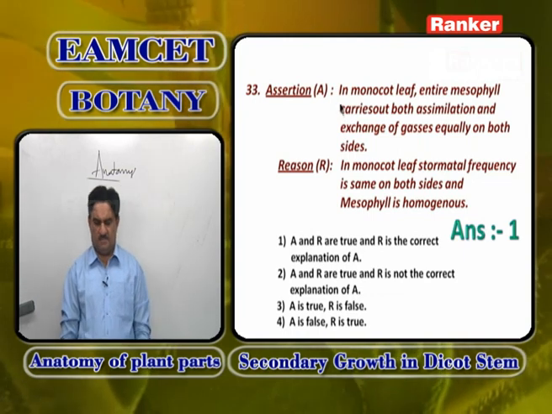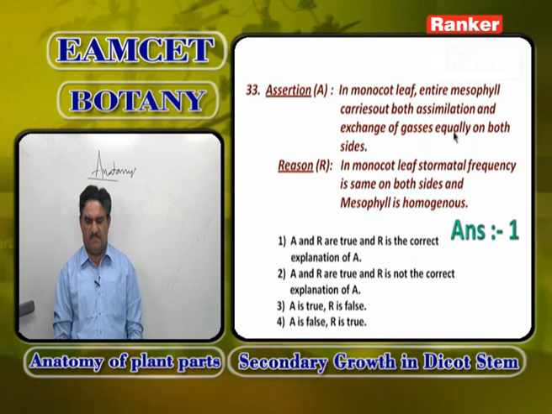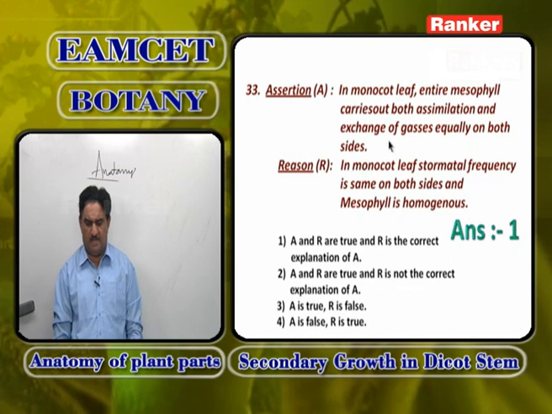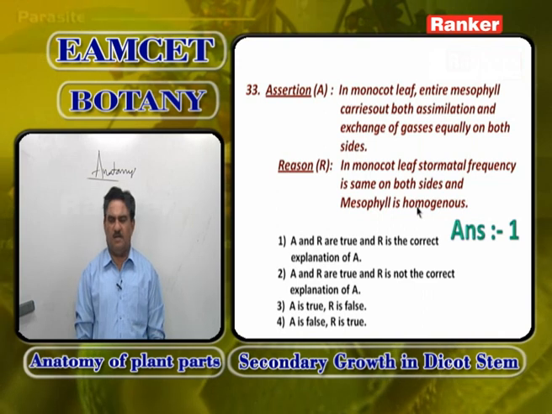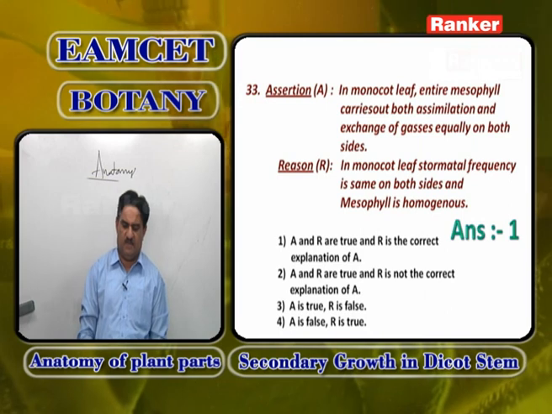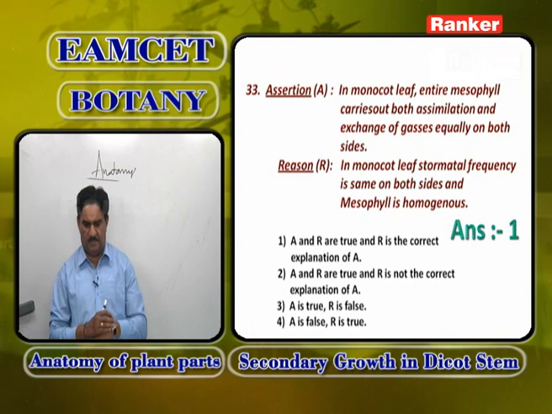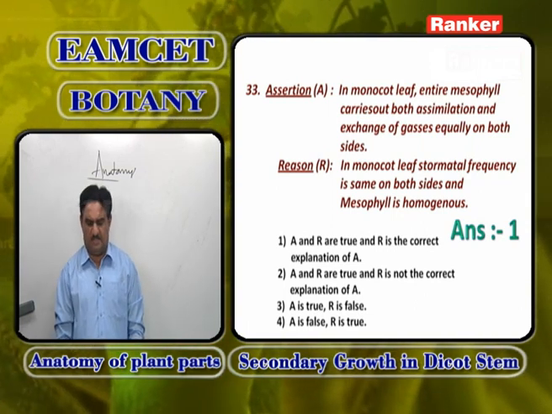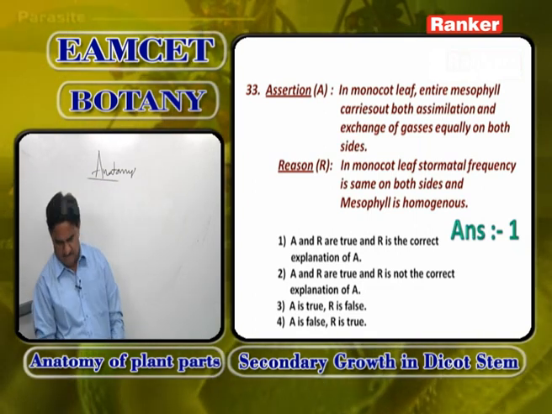It is an assertion reasoning question. In a monocot leaf, the entire mesophyll carries out both assimilation and exchange of gases equally on both sides. It is correct because it is homogeneous. In a monocot leaf, stomatal frequency is the same on both sides and the mesophyll is homogeneous. Why? One is the presence of the amphistomatous condition, that is given. In a monocot leaf, stomatal frequency is the same on both sides. And another is the total mesophyll is homogeneous. So for this the answer is 1. A and R are correct. R is the correct explanation of A.